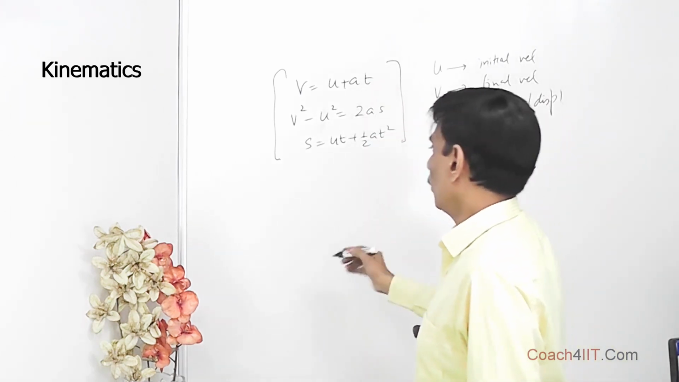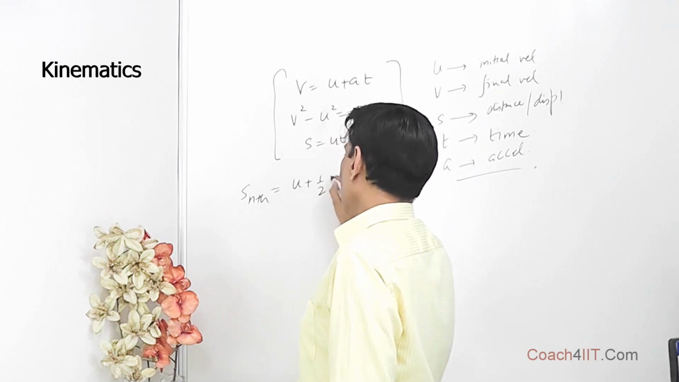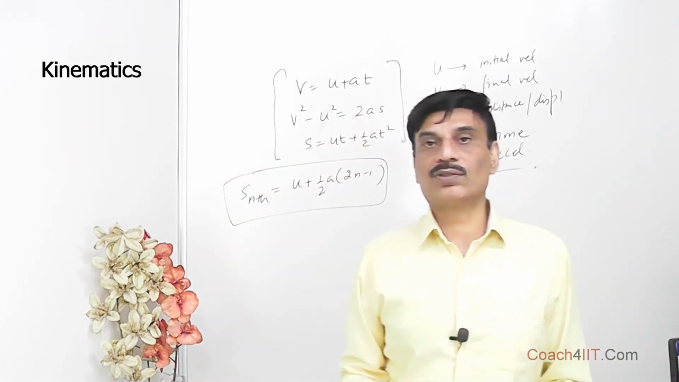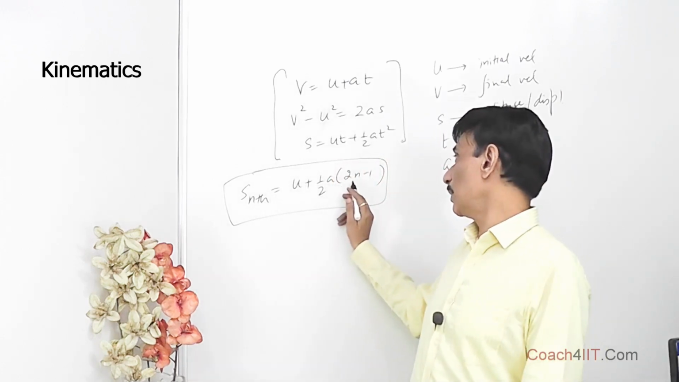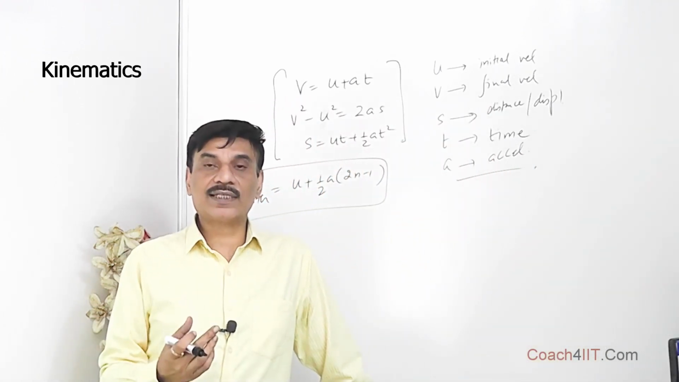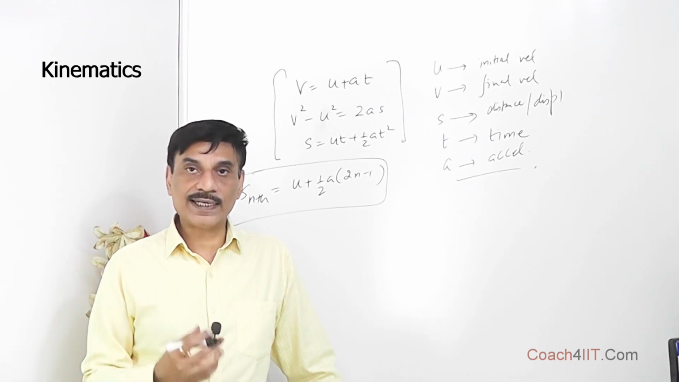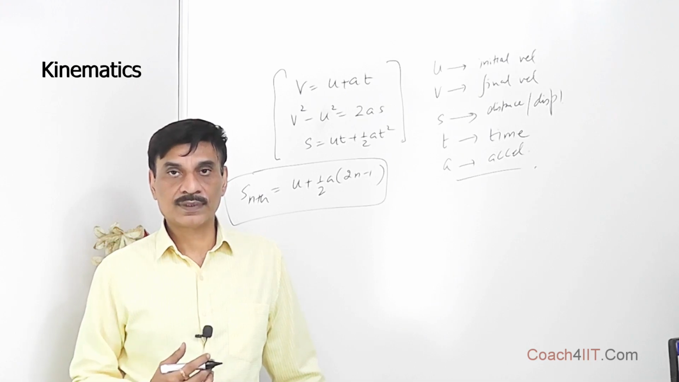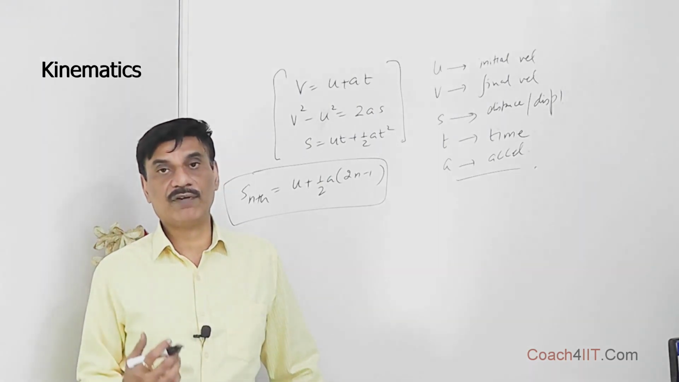And from these three, we can also derive one more equation, that is the distance traveled in the nth second is U plus half A into 2n minus 1, where n is the second we are talking about. This is the distance traveled in a particular second, let's say the 5th second, 6th second. Over here when we say t, it is 6 seconds, 5 seconds. Over here, 5th second, 6th second. That is the difference between the two. So using these equations we can easily derive that the distance traveled in any nth second is U plus half A into 2n minus 1.